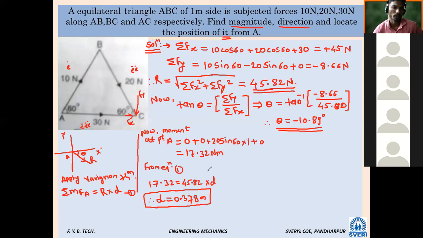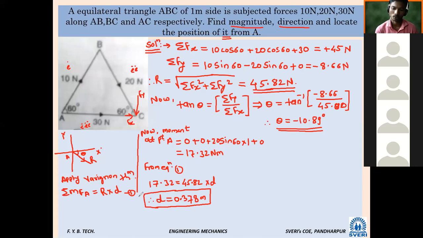Now what we have calculated is D. So where will this D be? In this diagram you should remember X and Y. Whether it will be towards the upward side or the downward side, that is where we have to show this D. We have to draw a line parallel to R at a distance of 0.378, depending upon X and Y. So we have to find the X and Y distance.